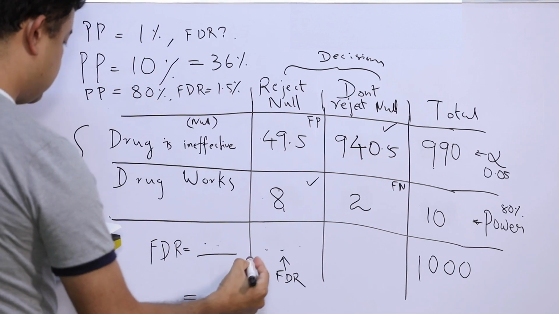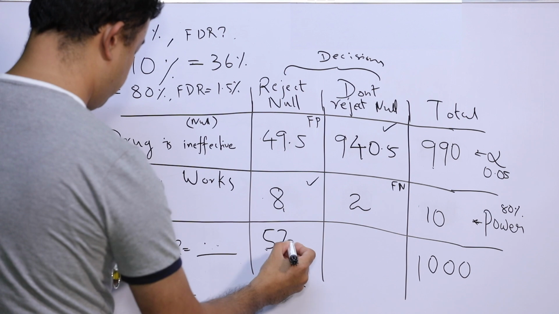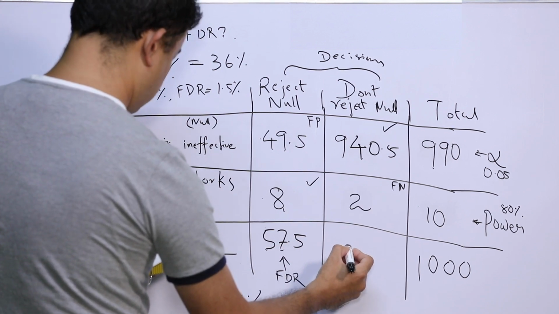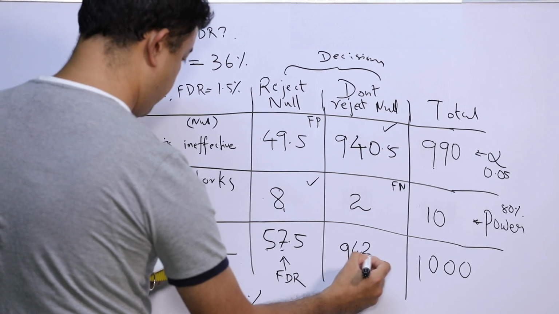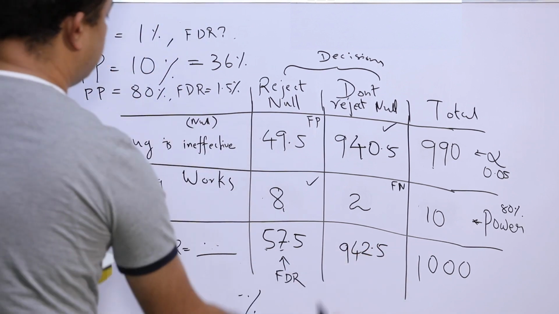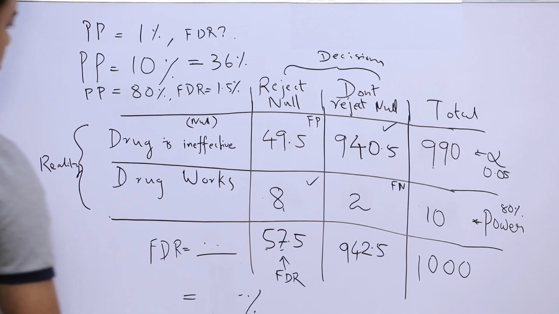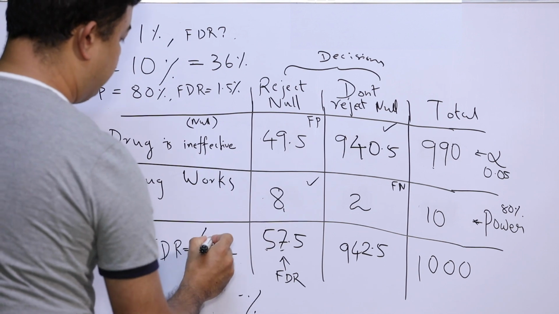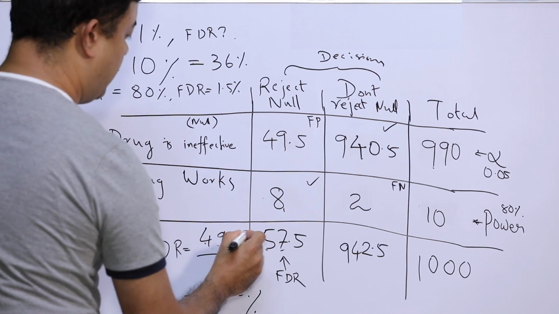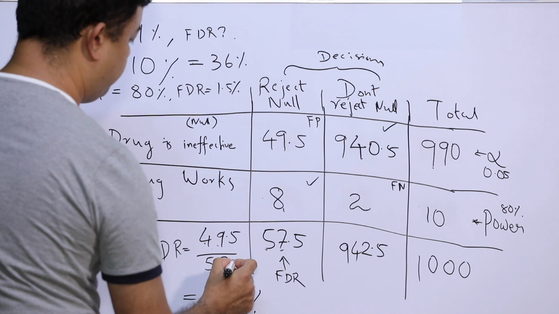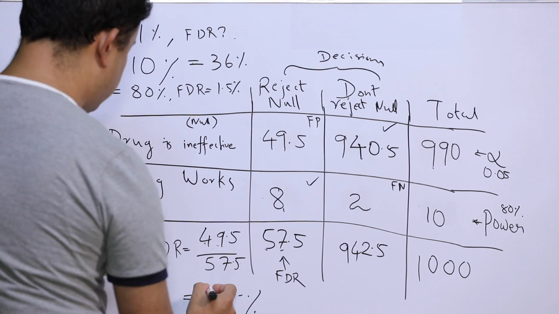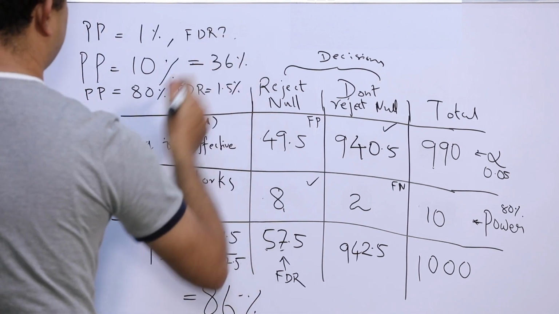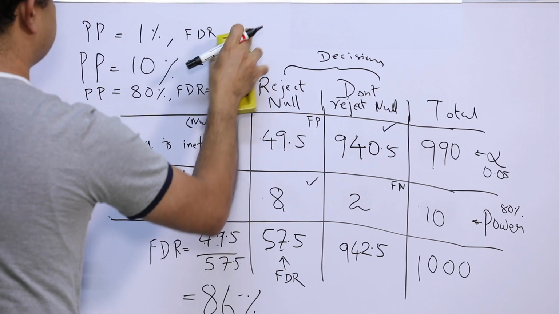And the total comes to 57.5, while the other total is 942.5. So this total makes no sense, and you don't really need to calculate that. Now coming to the FDR, it is 49.5 upon 57.5. So that comes to about 86 percent. So look at this, the FDR is equal to 86 percent.